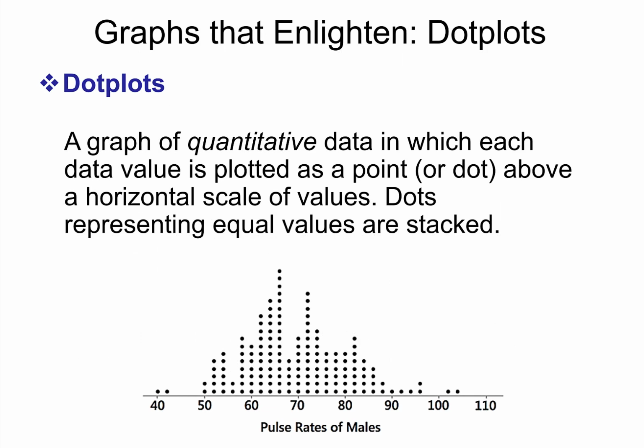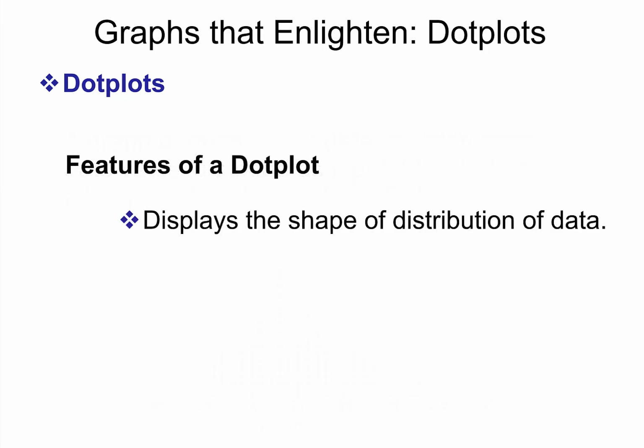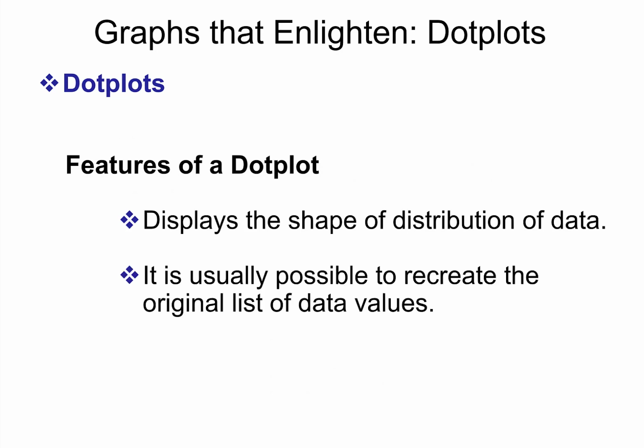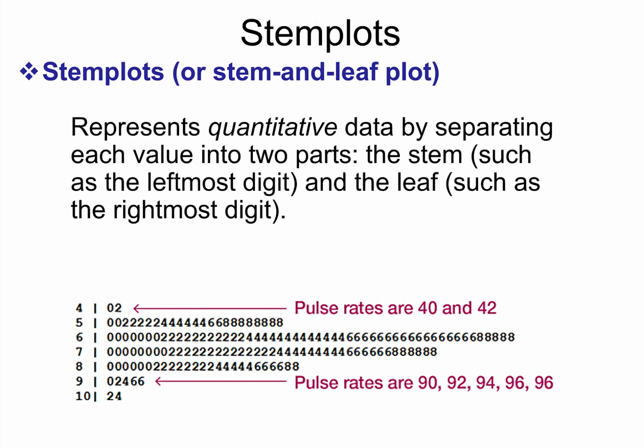A dot plot. This is a graph of quantitative data, looks similar to a histogram, in which each data value is plotted as a point or a dot above a horizontal scale of values. Dots representing equal values are stacked. The features of a dot plot: it displays the shape of the distribution as we saw with the histogram. It's usually possible to recreate the entire original list of data values.